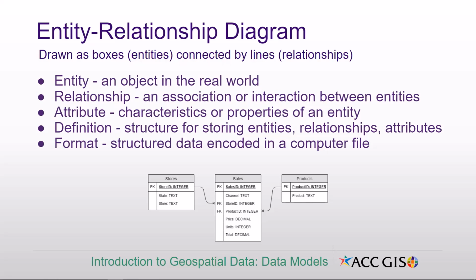The attributes are the characteristics of each of the entities that we are maintaining. For example, again in the stores table, there's the store ID, state, and store. And then the definition is how we're restricting the data values that we're storing in each of those attributes or fields. Lastly, there's the format, which is the structured data encoded into a computer file.